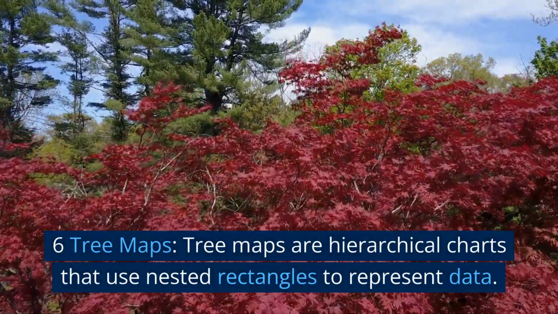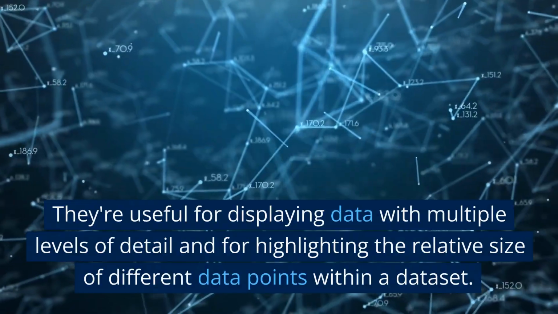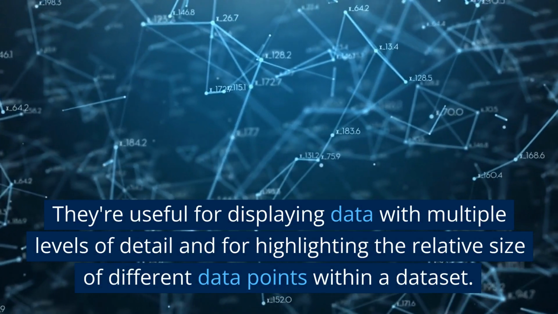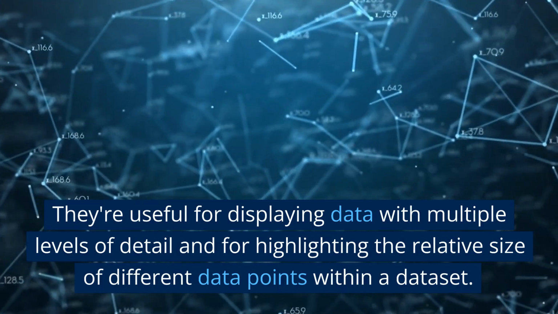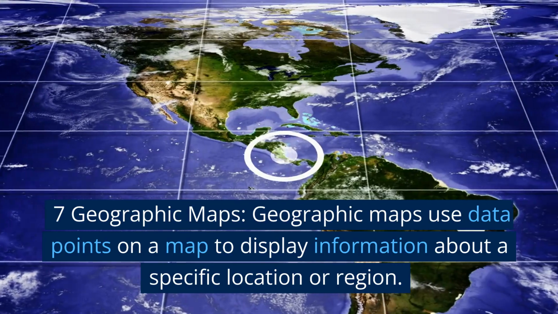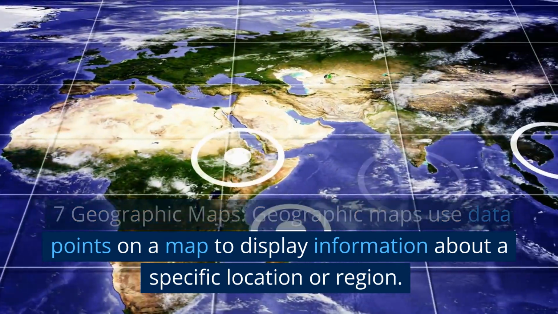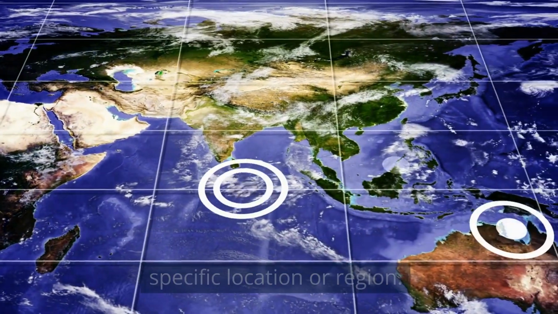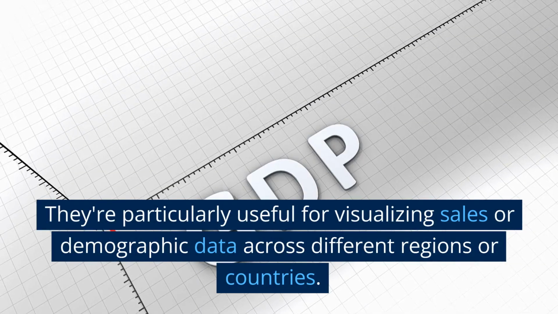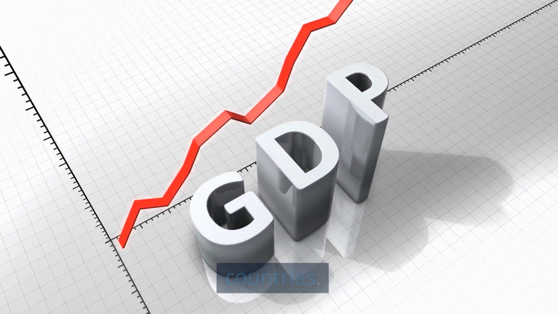6. Tree maps. Tree maps are hierarchical charts that use nested rectangles to represent data. They're useful for displaying data with multiple levels of detail and for highlighting the relative size of different data points within a dataset. 7. Geographic maps. Geographic maps use data points on a map to display information about a specific location or region. They're particularly useful for visualizing sales or demographic data across different regions or countries.